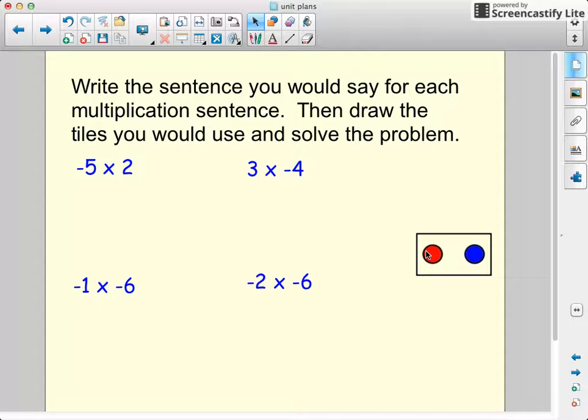Okay, so what I want you to do for these ones is pause the video, write the multiplication sentence out. So how many groups of what, or removing groups of how many, and then you're going to solve them by actually modeling them. You can draw the tiles on your page, and then I will show you the solution in a second.